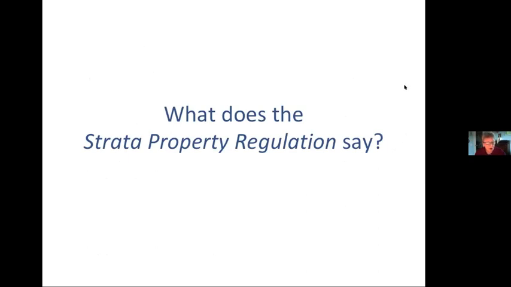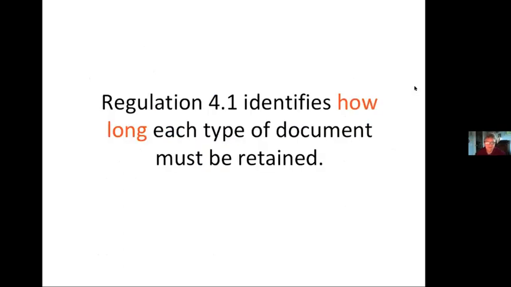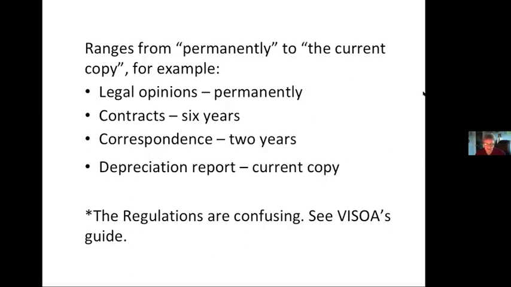So what does the Strata Property Regulation say? The regulation identifies how long each type of document must be retained. And if you've ever tried to read the regulation, it's very confusing. There's a range of times that you need to keep specific documents. For example, legal opinions need to be kept permanently. Contracts need to be kept for 6 years. Correspondence needs to be kept for 2 years. Depreciation report needs to just keep the current copy. And so there's a wide range, and it's very difficult to read.